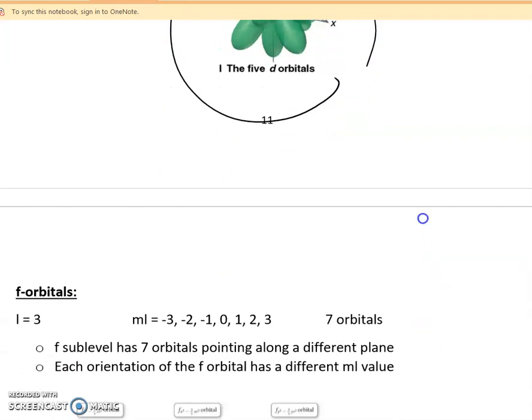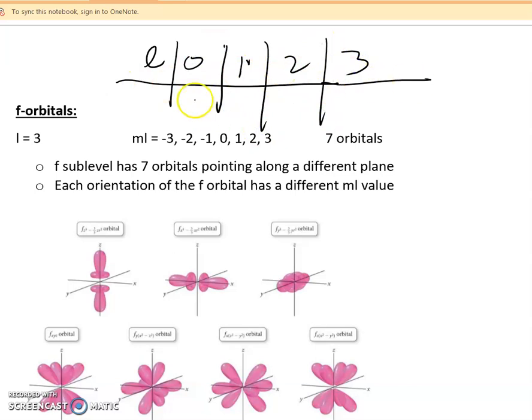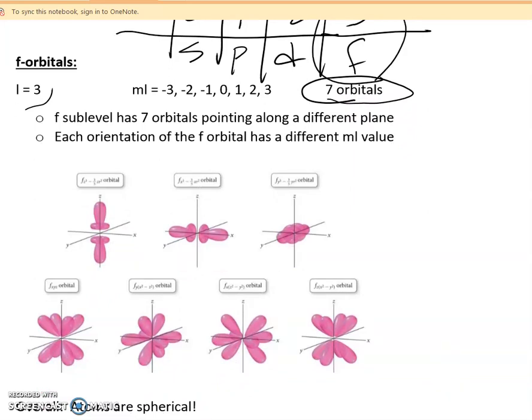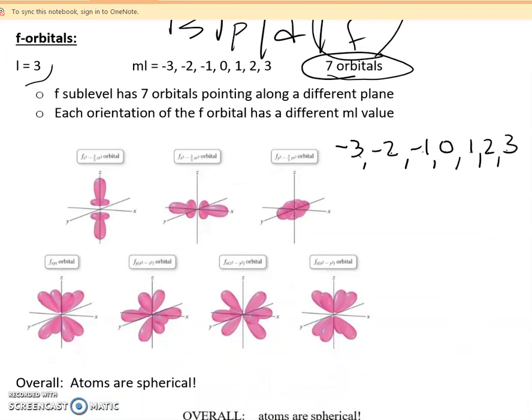And finally, let's go to our f orbitals. So the L is 3, so if we do the L again, 0, 1, 2, 3, this is going to be s, this is p, this is d, that's f. So for f, we're going to focus on L equals 3. Now the f, if you recall, has 7 orbitals. So if we start at our m sub l, it would be minus 3, minus 2, minus 1, 0, 1, 2, and 3. So 1, 2, 3, 4, 5, 6, 7. And here are our 7 orientations.